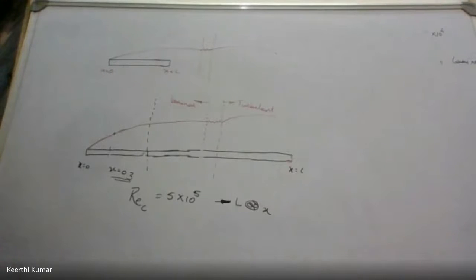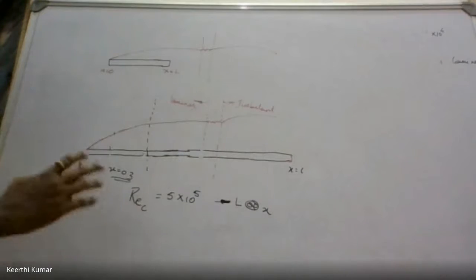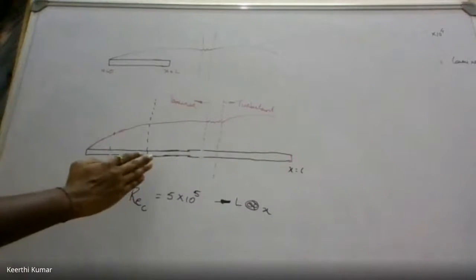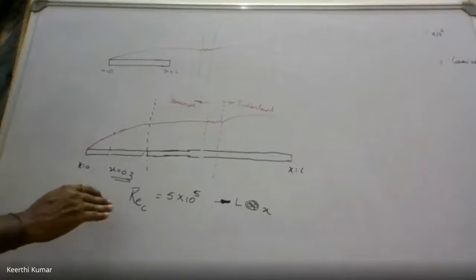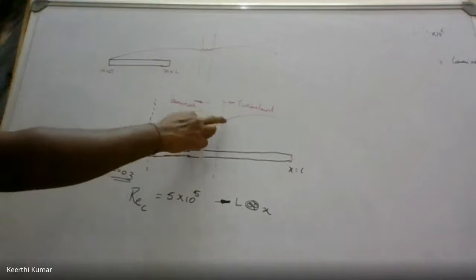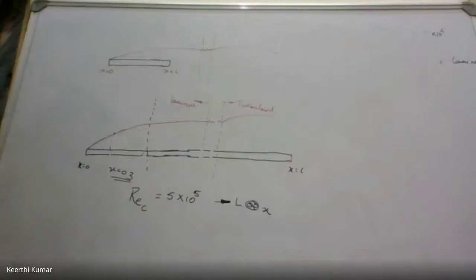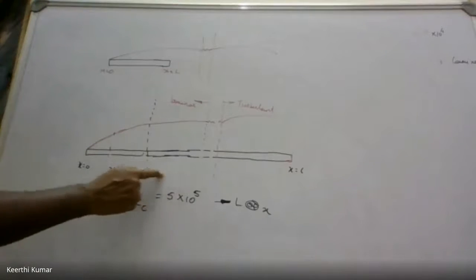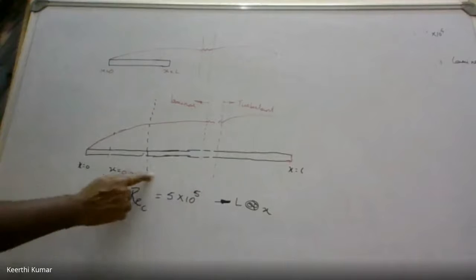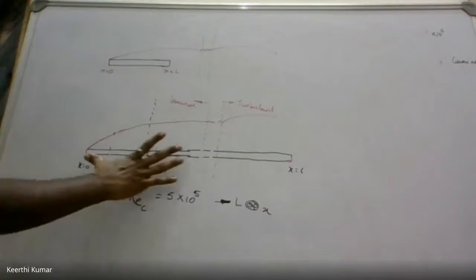Today I will do a few problems. First I will give a length of the plate. For that problem, definitely we will come across laminar and turbulent flow. I will ask you to find the length x where the laminar flow is converted into turbulent flow. How do we find that? To find the value of x, we use this formula: critical Reynolds number 5 into 10 to the power 5, equated to rho V x by mu. We will get the value of x.